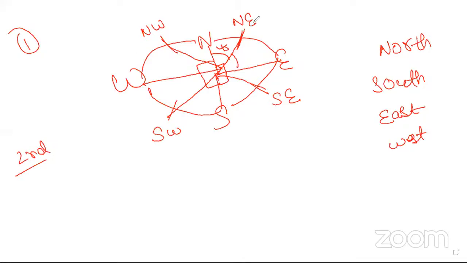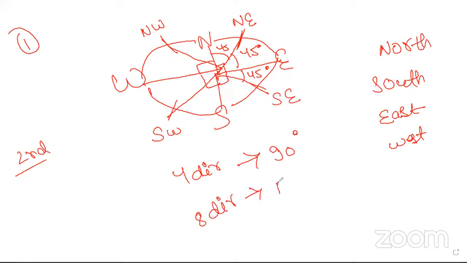So basically, how many directions am I making? 1, 2, 3, 4, 5, 6, 7, 8. If there are 8 directions, then all of them are at 45 degrees to each other. If there are 4 main directions, they are at 90 degrees. If there are 8 directions, including the sub-directions, they are at 45 degrees to each other. Is this point understood by all? Yes or no?